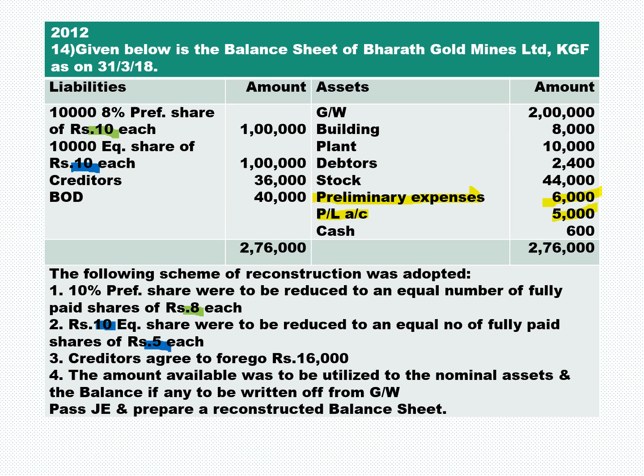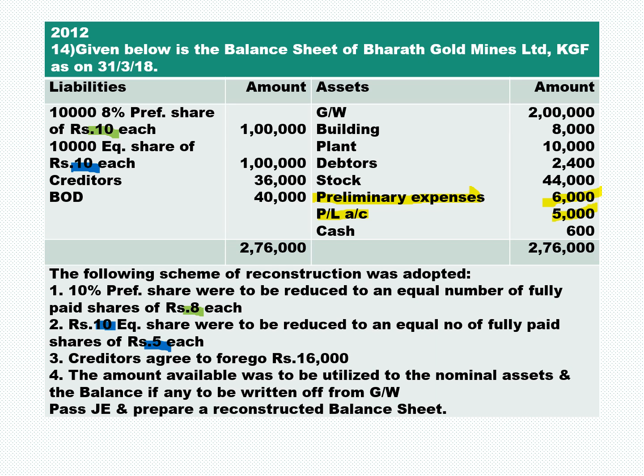The amount available was to be utilized to write off the nominal assets. Nominal assets here means preliminary expenses and PL account, which have to be removed. We need to remove the PL account and then we need to remove the prelim expenses. Balance if any to be written off from goodwill. That is, it has to be treated as goodwill written off. Balance, if any, left over in capital reduction is to be used to write off goodwill.